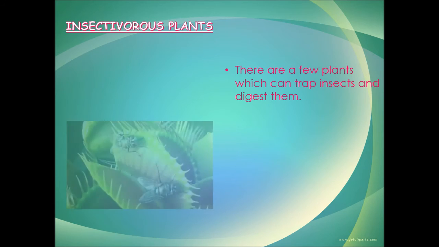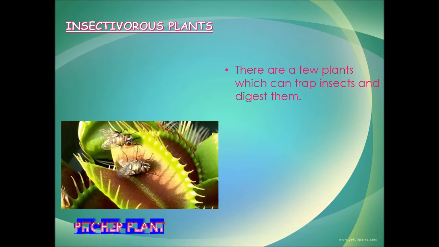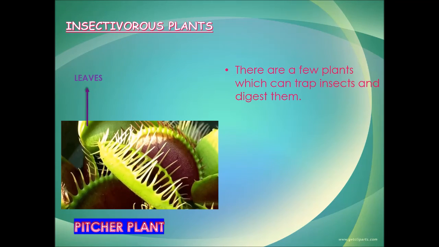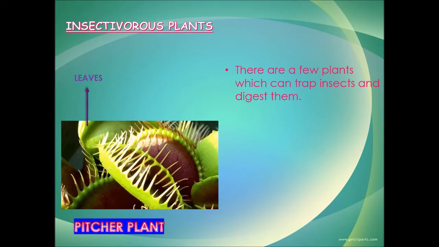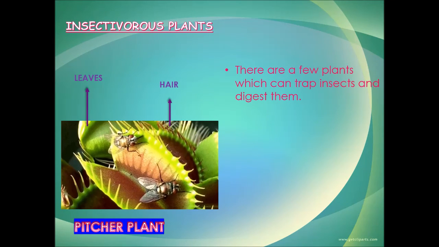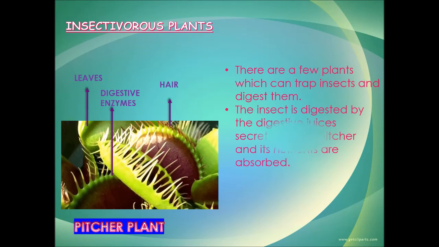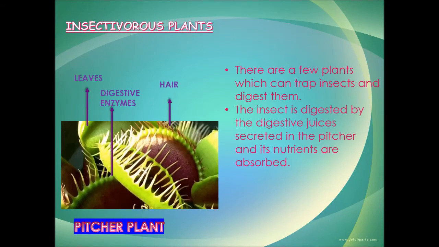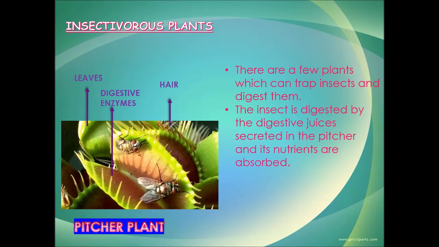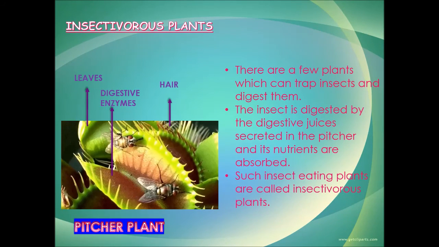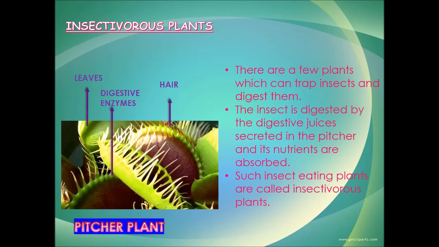Insectivorous plants. Have you heard about plants that eat insects? Yes, that is true. There are a few plants which can trap insects and digest them. For example, pitcher plant. Their leaves are modified into a pitcher so that they can trap insects. Then the hair on the plants trap the insects and do not allow them to escape. The insects are digested by the digestive juices secreted in the pitcher and its nutrients are absorbed. Such insect-eating plants are called insectivorous plants.